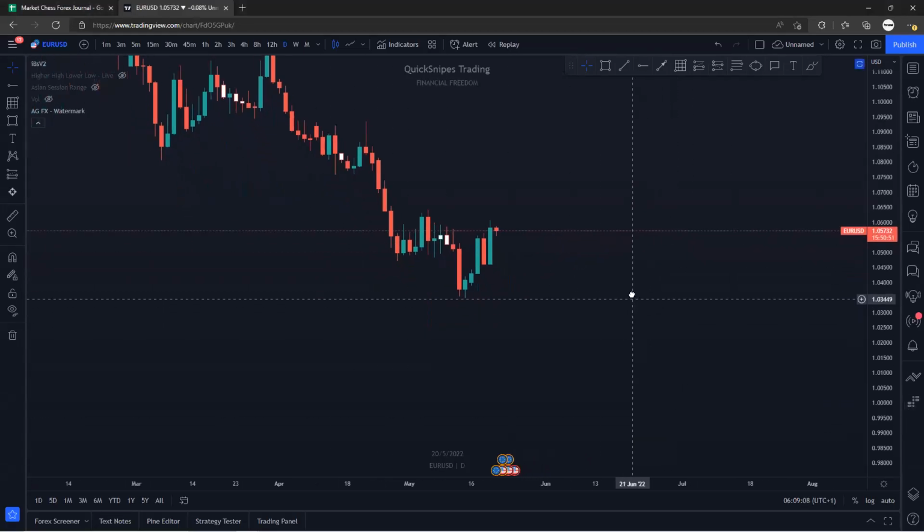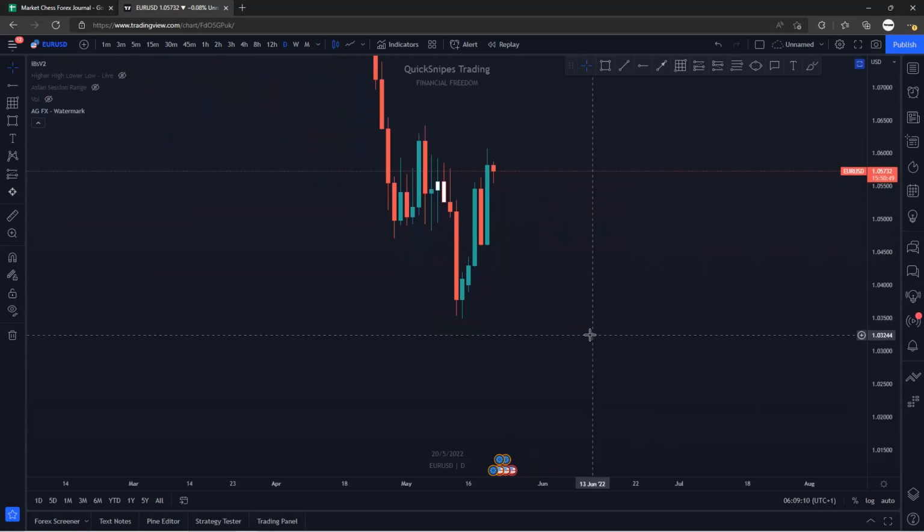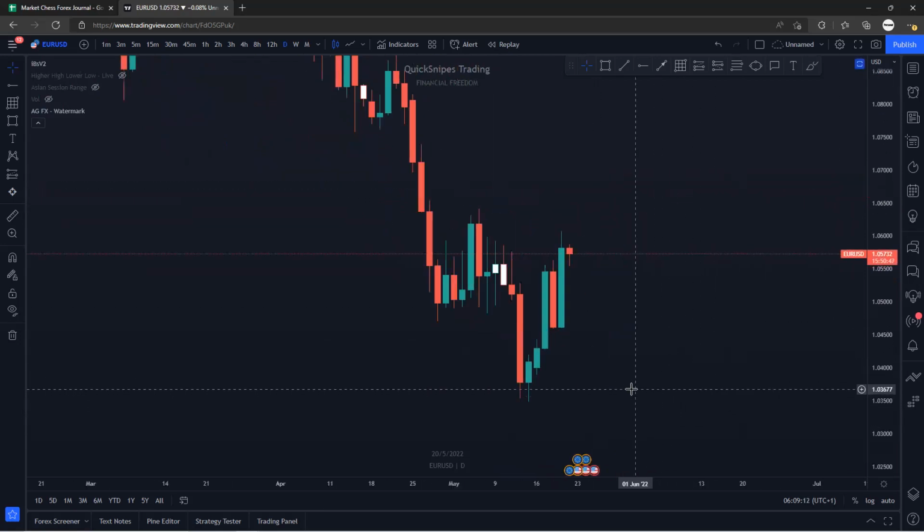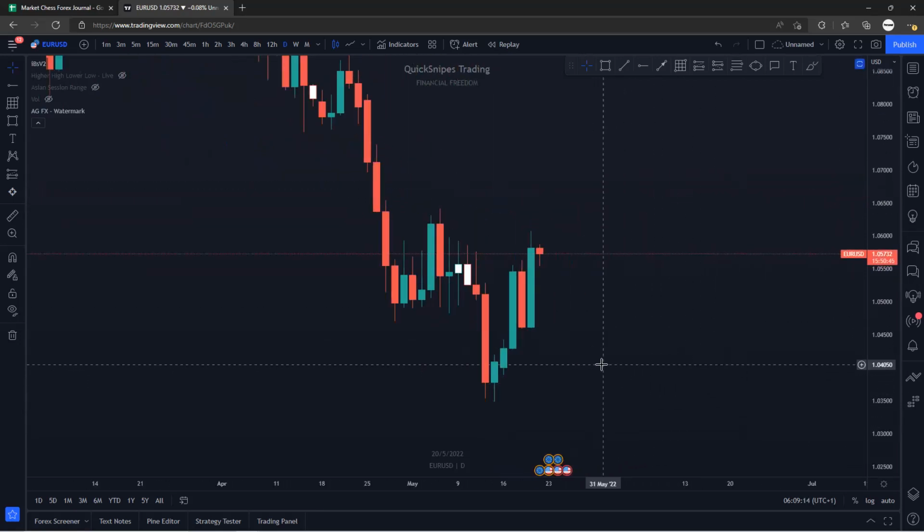Good morning, everyone. It is the 20th of May, and we are looking at EU on the daily time frame. So what we can see is that we haven't got the best price action going on, and it's likely we will get a daily break of structure.